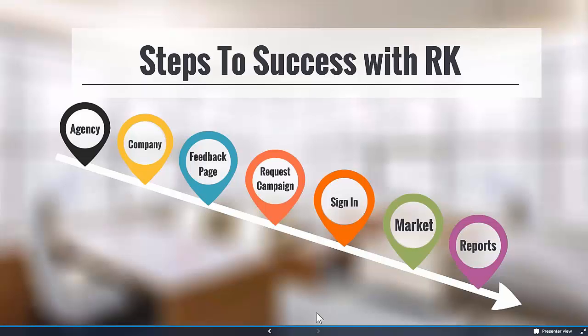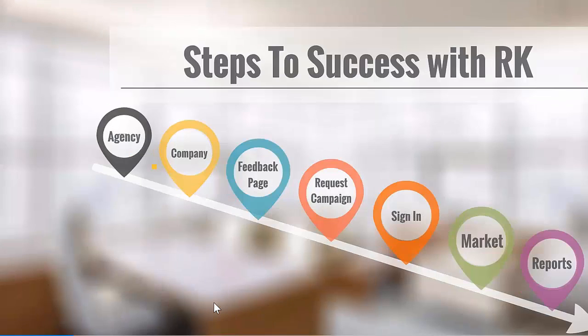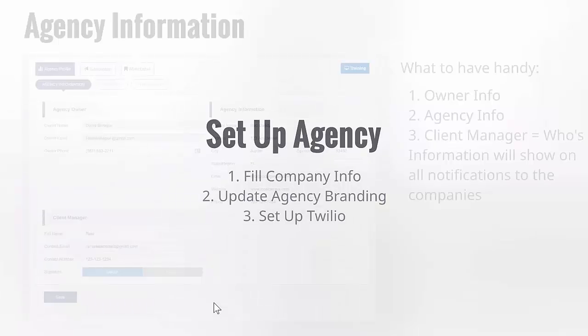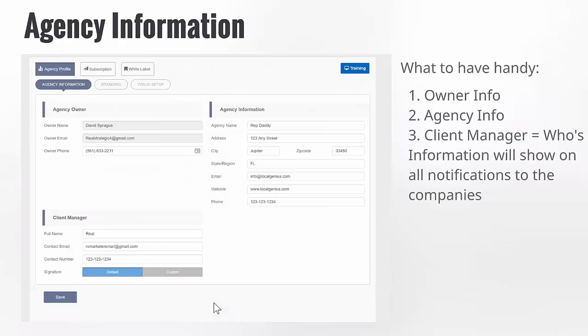Okay. So first of all, the very first thing, of course, is the agency setup. And here's what you need. Fill the company info, update the agency branding, set up Twilio. How does that look? When you come in with just your agency information, here's what you need to have handy. Owner info: name, owner email, phone. If you own the agency, that's your name and your details. Agency info, that's your address, your email, websites. That's very simple.